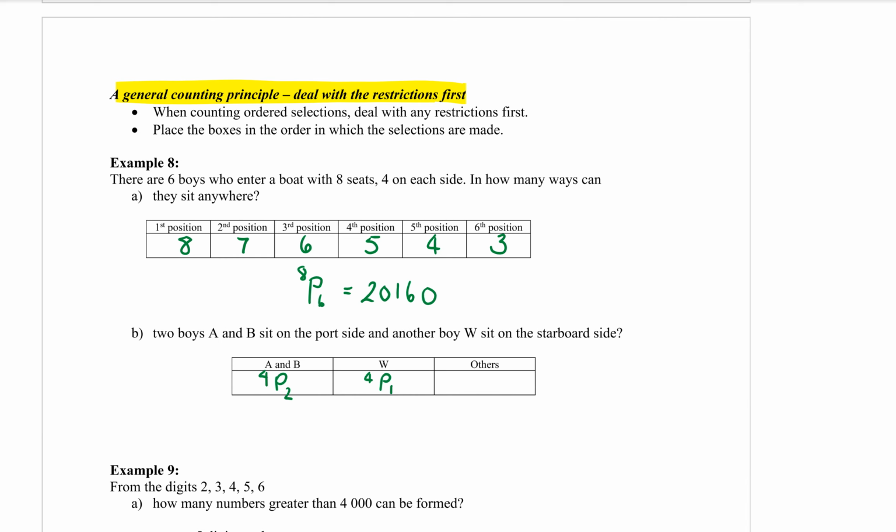Okay, we've dealt with the restrictions. Now we still have some other people still to sit on the boat. How many people have we seated so far? 3. How many people are left? 5P3. That's right, there's 3 people left to sit and there's 5 seats still left, right? So there's 5P3. Very good, people. Doing well. 5P3 ways of sitting the people who are left. So you'd have your multiplication signs in between those. You times each of those. So go 4P2 times 4P1 times 5P3. And what do you get?